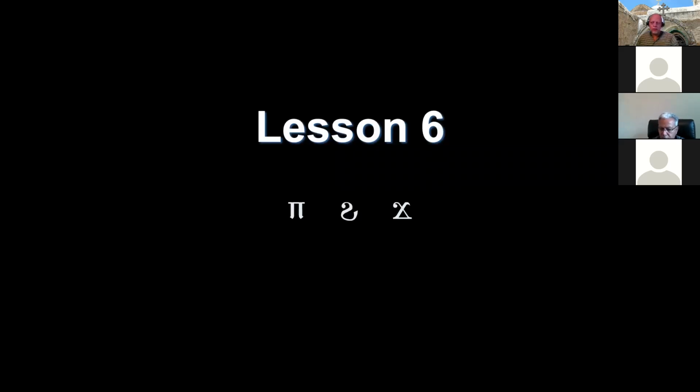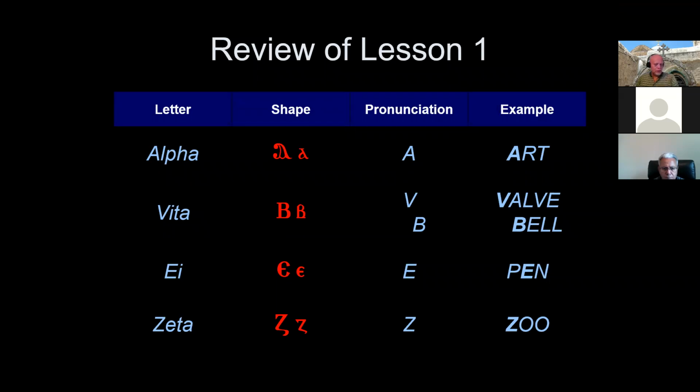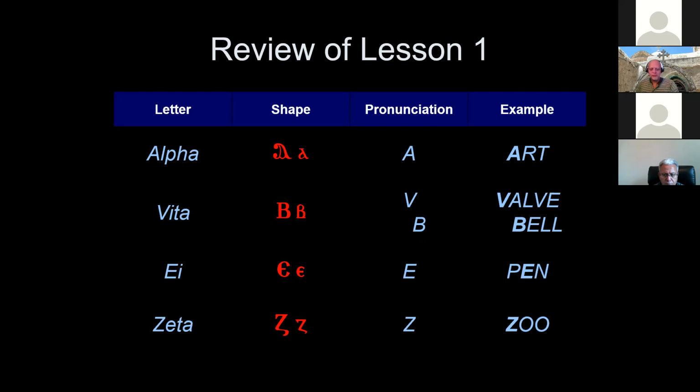Like we did last time, I would like some volunteers to review the letters that we learned. Please raise your hand to review some of the previous letters. Okay, Gloria, can you review for us the first screen, these 4 letters? Just say the name and the pronunciation, like Alpha A. Alpha, A, Vita, V or B, E, Zeta, Z. Good, thank you.